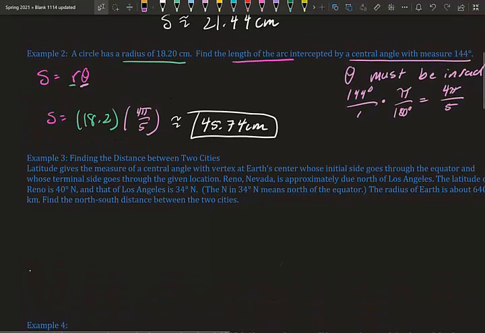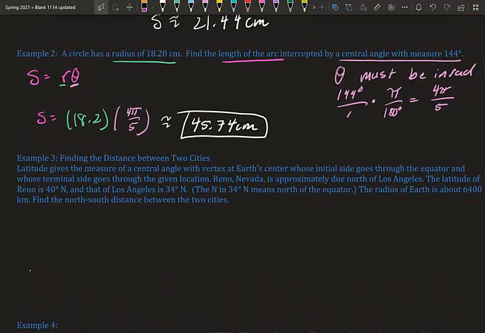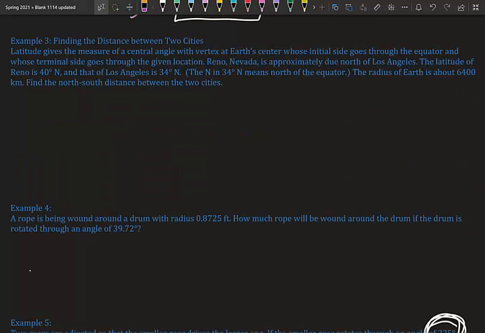So why do we use arc length? Why do we find arc length? This next example is a really good reason why. One of the many good reasons why. Finding the distance between two cities. Latitude gives the measure of a central angle with the vertex at Earth's center, whose initial side goes through the equator, and whose terminal side goes through the given location.